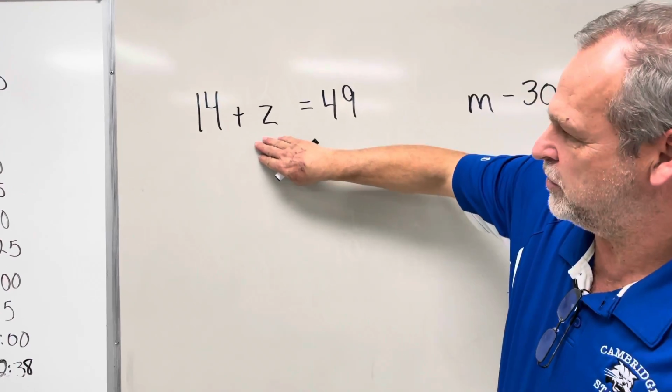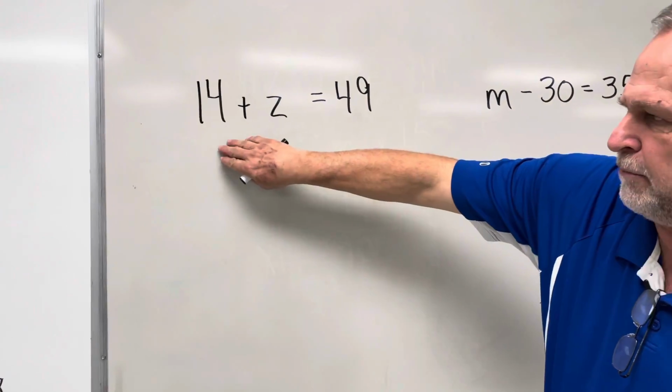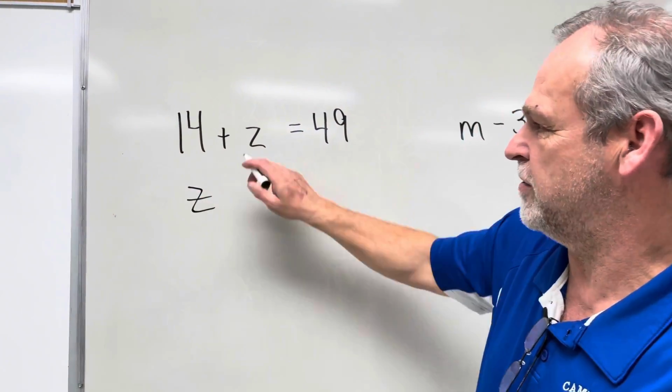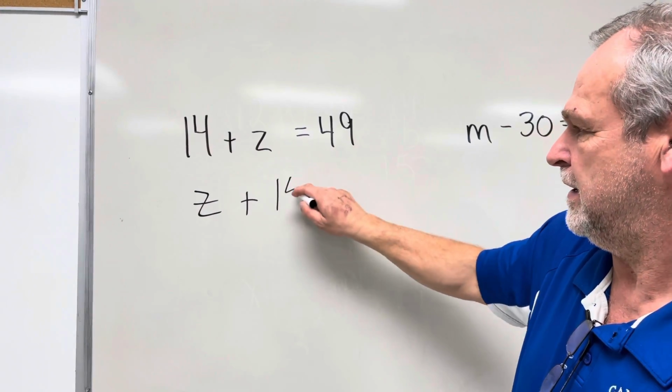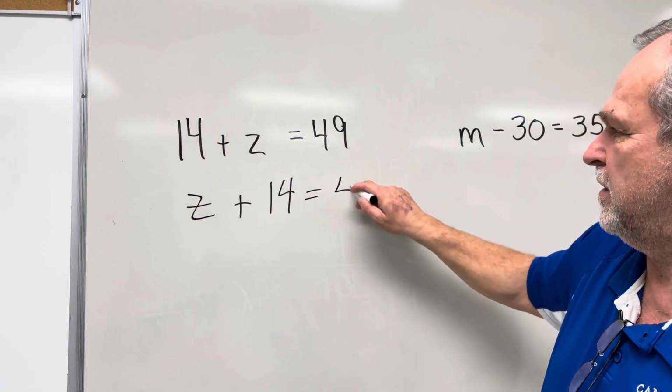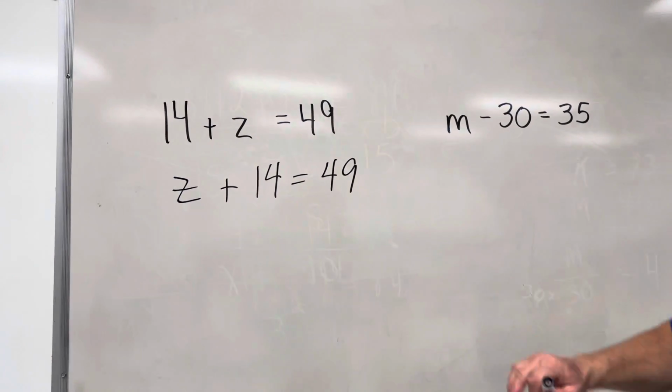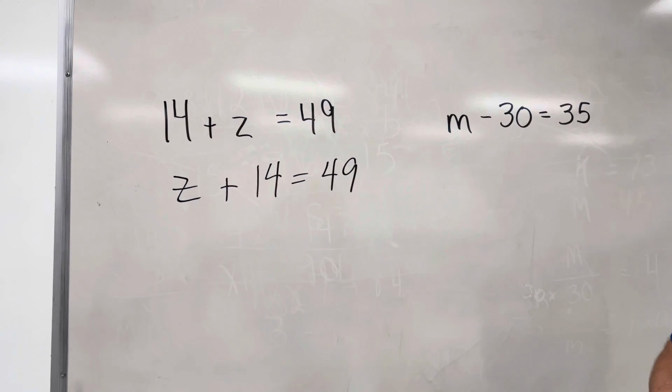And what I want to do is I want to use the commutative property and have my variable come first. And I'm just a creature of habit. I like to do that. And it's actually been very good to me over the years. So now we have z plus 14 is equal to 49.